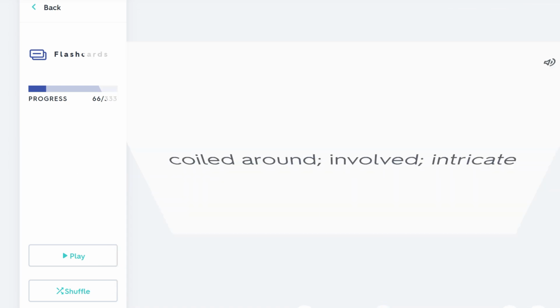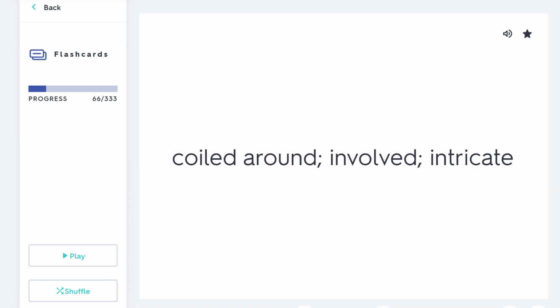Convoluted. Coiled around, involved, intricate. Complex, difficult. That's a convoluted answer to a simple question. So complex, involved, coiled up in different shapes, intricate. Can't you just come up with something simple? The plan is so convoluted.